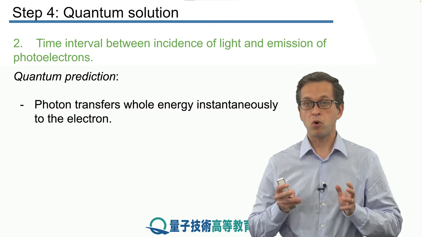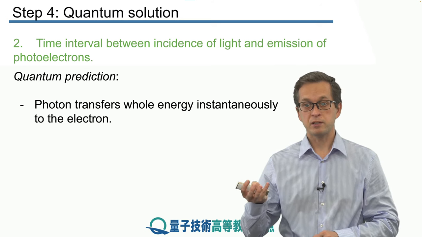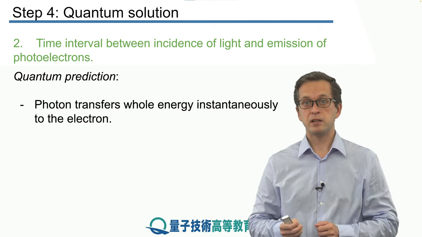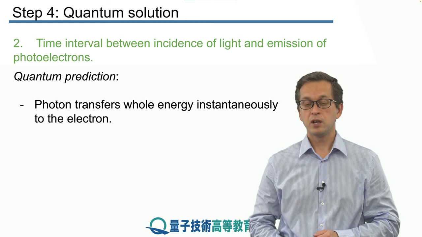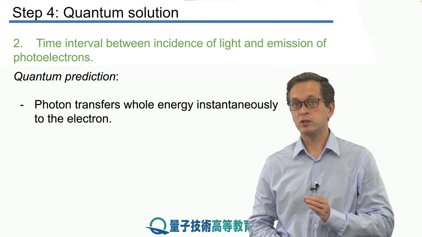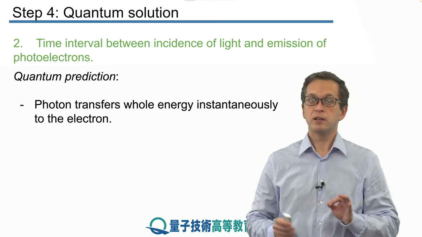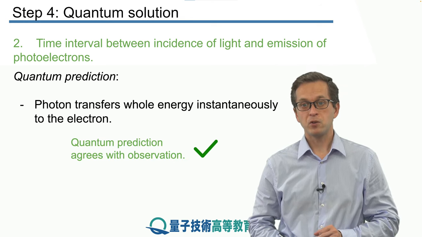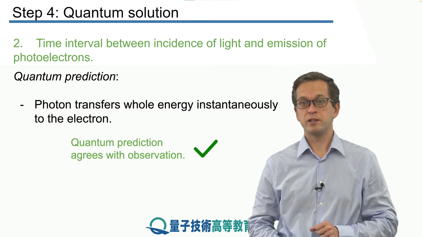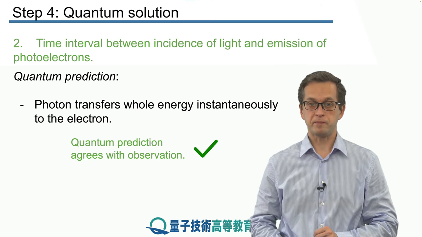The photon transfers its whole energy instantaneously to the electron. The photon comes at a certain energy, and as soon as it hits the electron, all of that energy gets transferred to the electron. So there is no time delay between turning on the light and the electrons being ejected, provided that we are over the cutoff frequency. So again, the quantum prediction agrees with the observation. So that's 2 out of 4 that we managed to get correct this time.